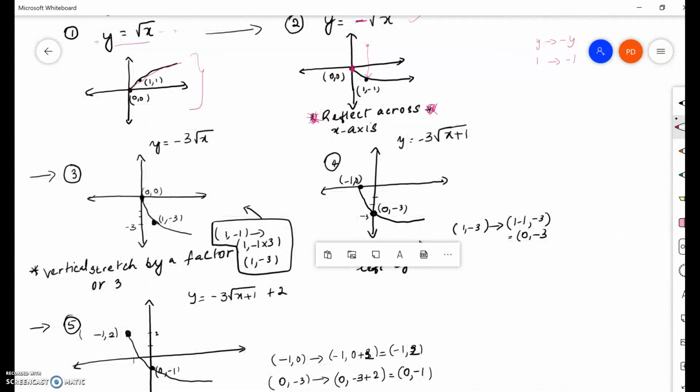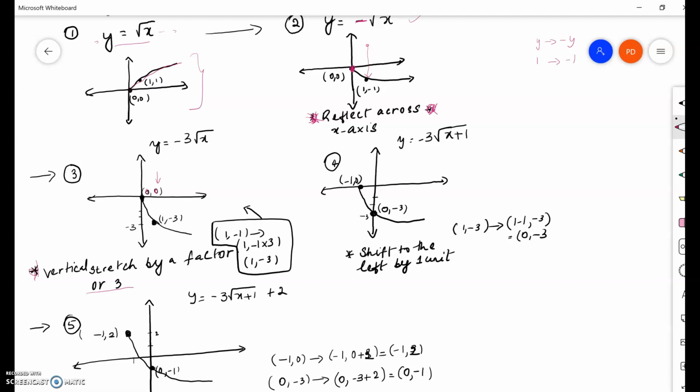Our third transformation. We're going to now multiply the previous function, y equals negative radical x, by 3. And this results in a vertical stretch by a factor of 3. The point 0, 0 remains where it is because, since it's vertical, we multiply the y coordinate by 3. So that remains 0, 0.